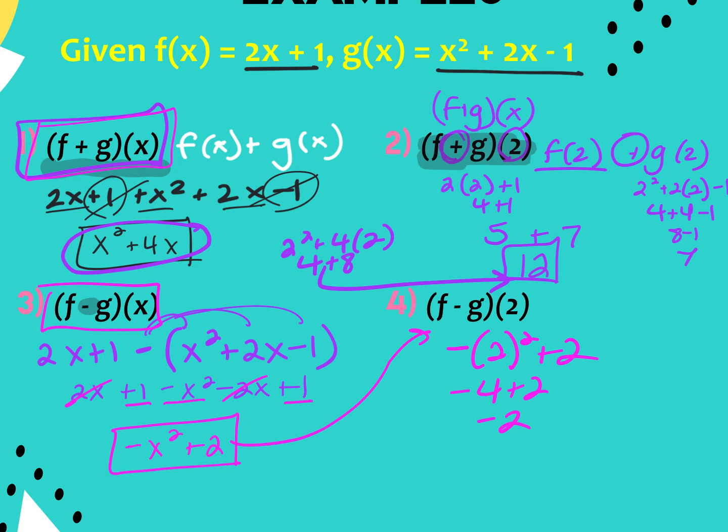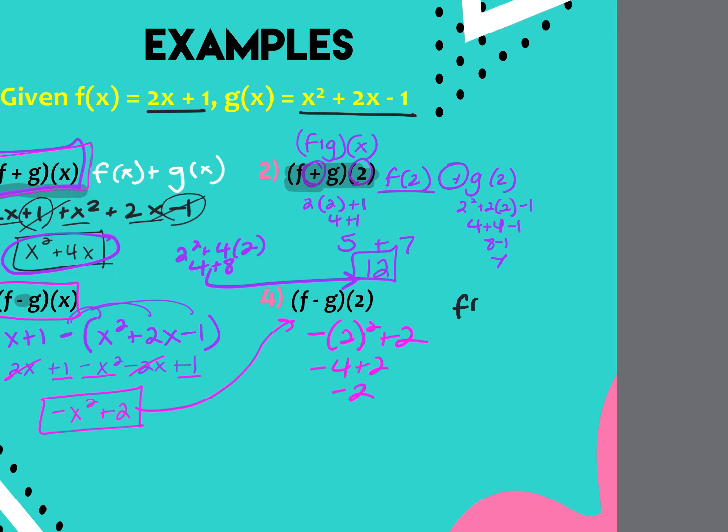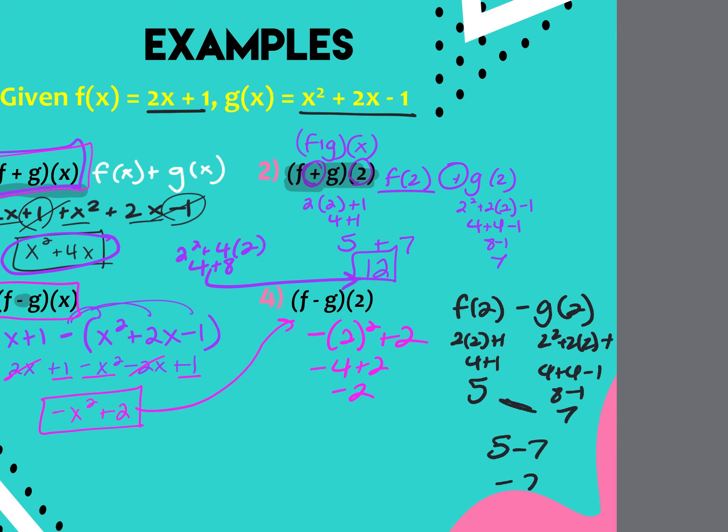The other way is find f of 2 and subtract from it g of 2. So f of 2 is 2 times 2 plus 1, or 5. And g of 2 is 2 squared plus 2 times 2 minus 1, 4 plus 4, minus 1, 8 minus 1, which is 7. And now we subtract. So 5 minus 7 also gives me negative 2.